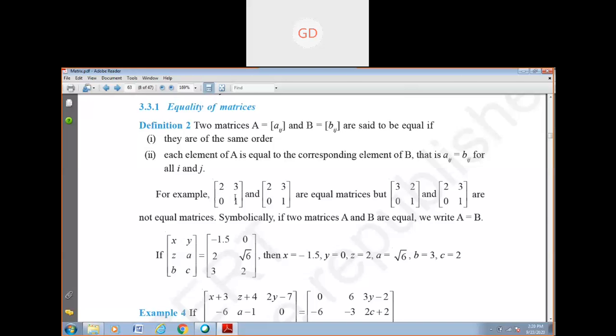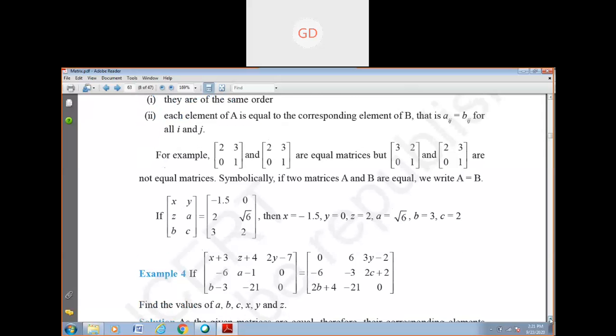So in all these positions, say here it is 0, its corresponding position also 0. Here it is 1, its corresponding position here also it is 1. So that means corresponding elements are same. So thus two conditions are satisfied. So we can say the matrices are equal. So order must be same and corresponding elements must be equal.